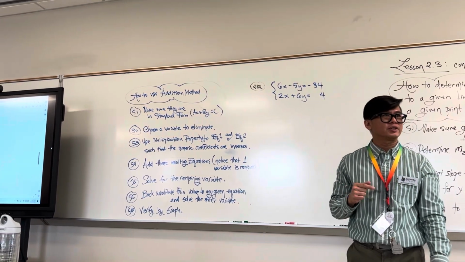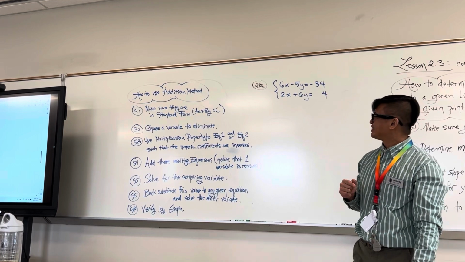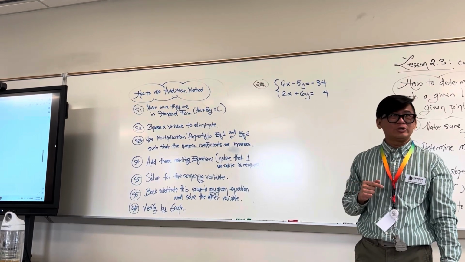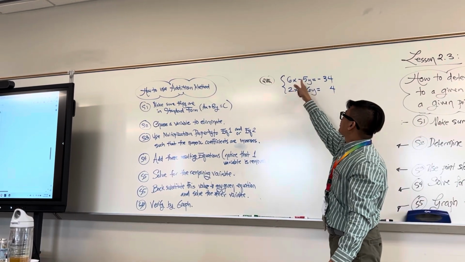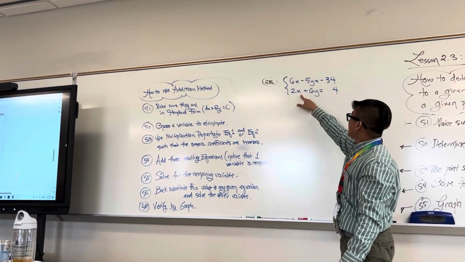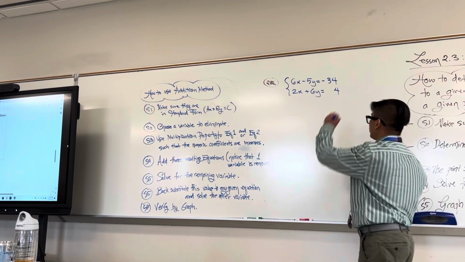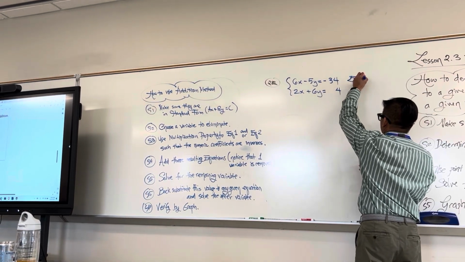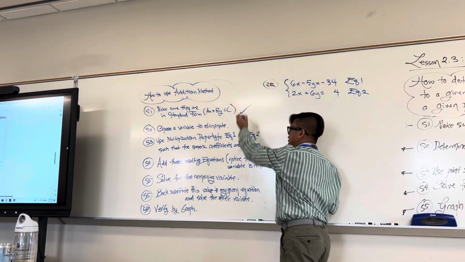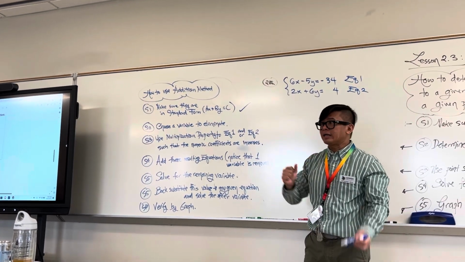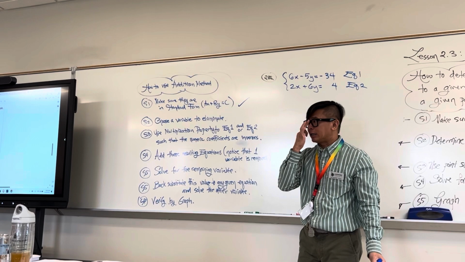Mason, let's read the first step in here. Make sure they are in standard form. Thank you. Very good. So that's the standard form: Ax plus By is equal to C, for both equations 1 and 2. So check for this. They're both in standard form, okay? If not, then put them in standard form, guys.